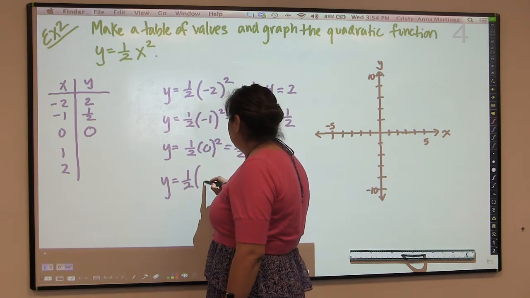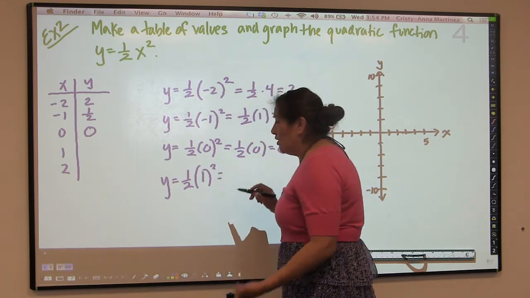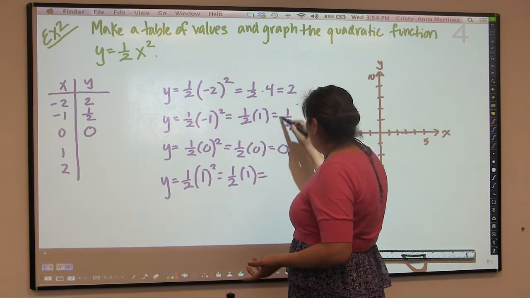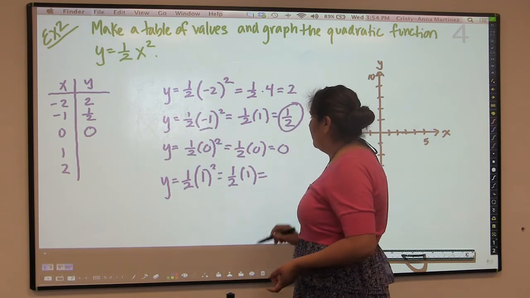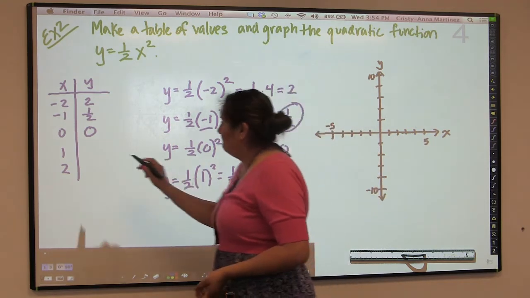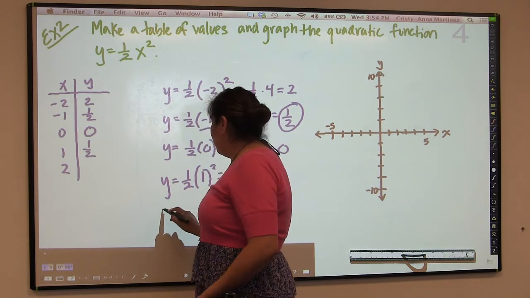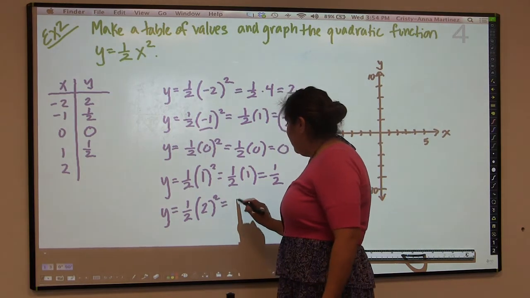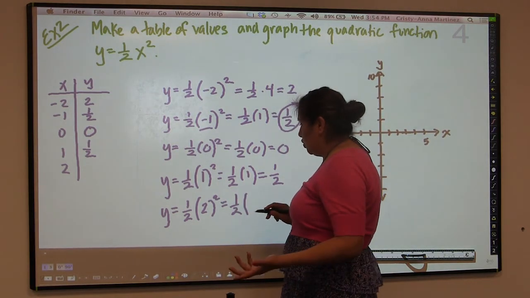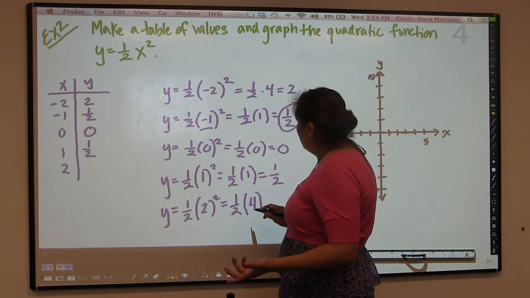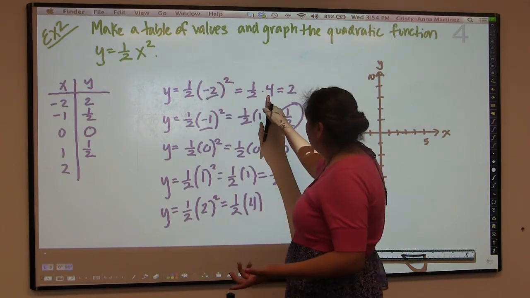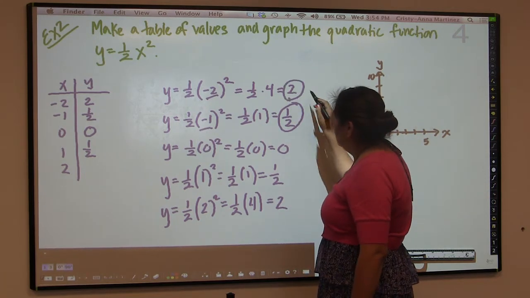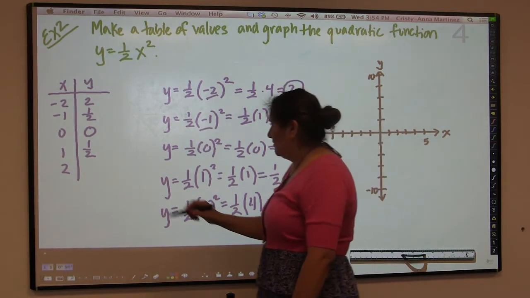So 1/2 times 1 squared, and you get the same thing. 1 times 1 is 1. So you get 1/2 times 1, and you get the same thing that we got earlier with the -1. So we get 1/2 again. And then we're going to have y equals 1/2 times 2 squared. And again, because it's 2 times 2, we're going to get 4, which is the same number that we got earlier when we were doing -2. We got the 4 here. So 4 times 1/2 is 2. And you get the same answer that we did earlier with the -2. So this is going to be 2.